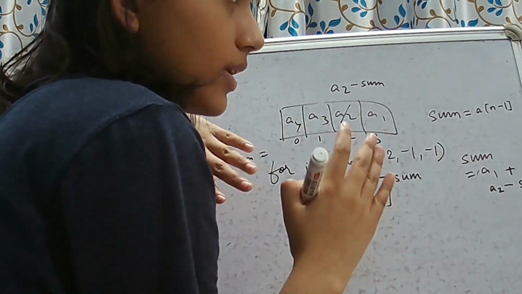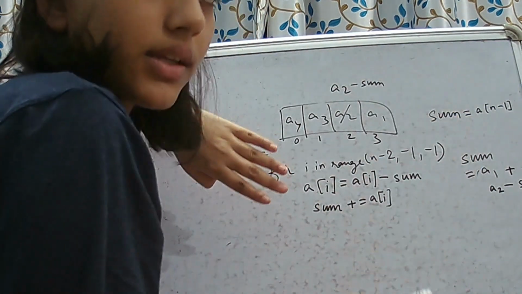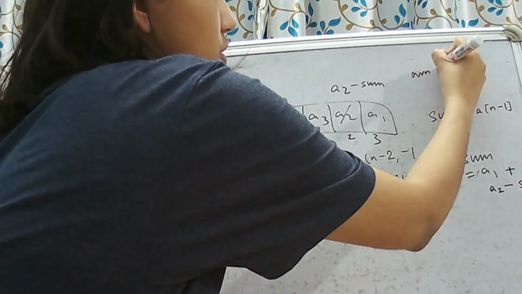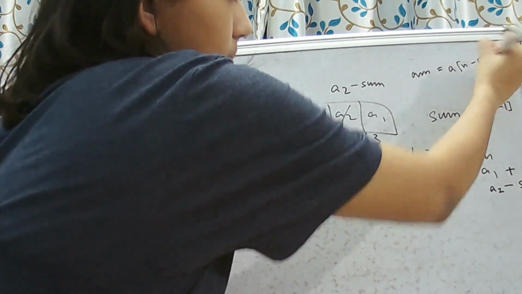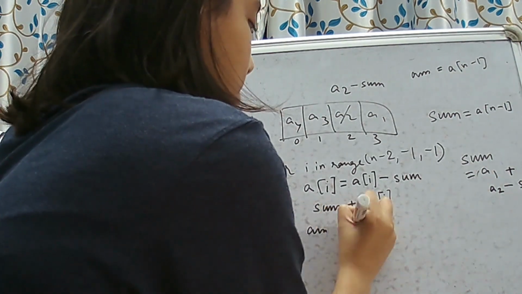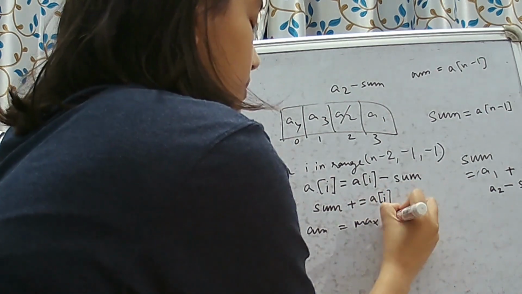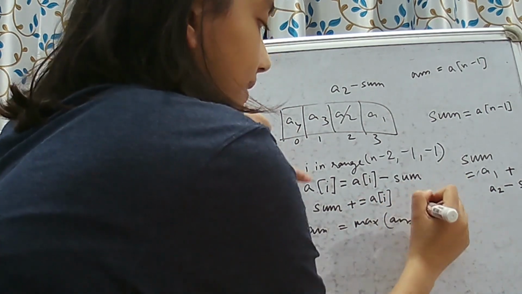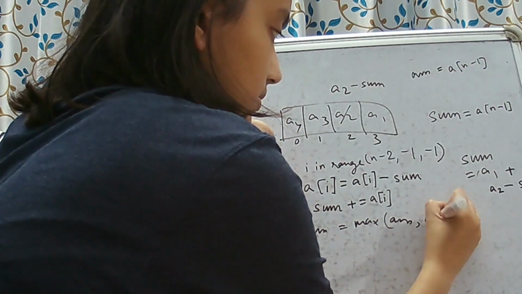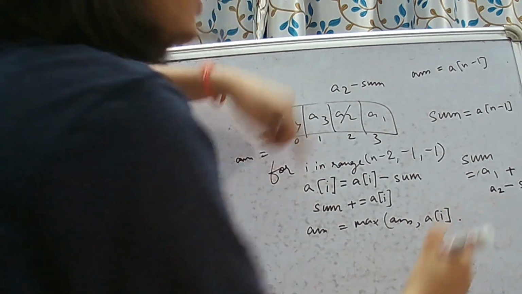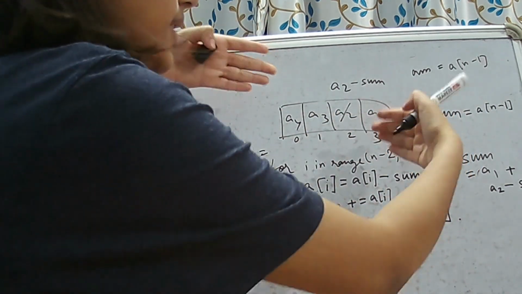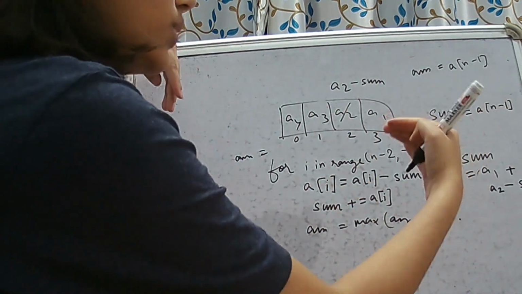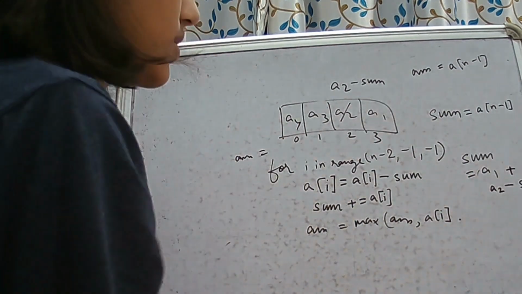And the answer would be the maximum of the minimum of the array. So if the answer initially was A of n minus 1, then the answer is the maximum of the previous answer and the current last element. You're not actually removing any element, but as you're going backwards, it's obvious that every element is only being traversed only once.